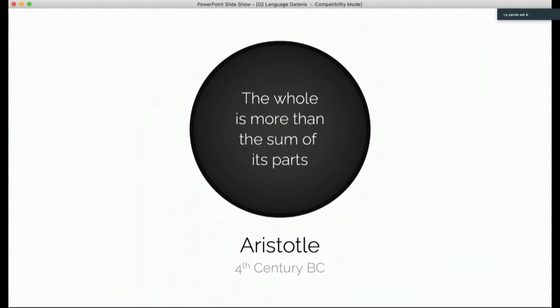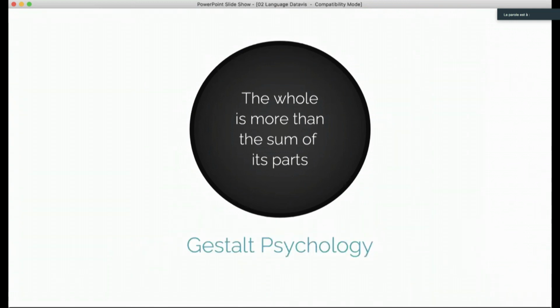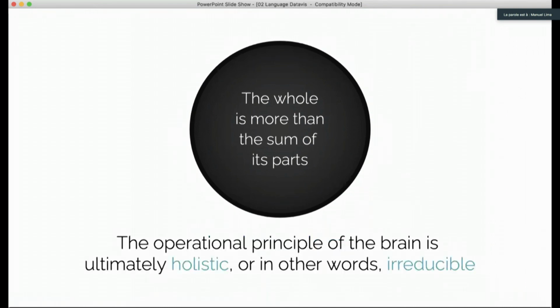But over the centuries, people kind of knew this type of idea, right? That the whole is more than the sum of its parts. But in the early 20th century, the Berlin School of Experimental Psychology was really doing a lot of really interesting work in this space. And this really became ingrained in society in general, in a body of work that later became known as Gestalt psychology. And Gestalt basically tells us that the operational principle of the brain is ultimately holistic, or in other words, it is irreducible.